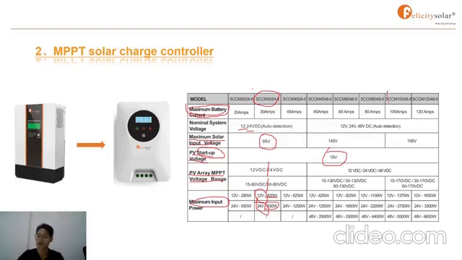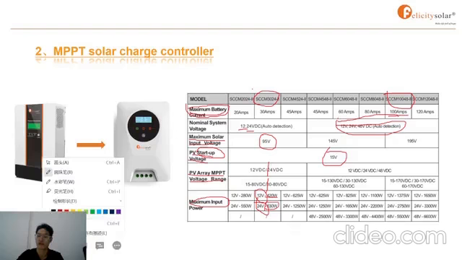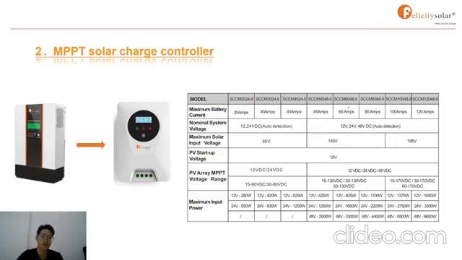So let's take another example. The SCCM 148, the second generation. You can also see the maximum battery current. It is 100 ampere, and it can be used in three kinds of voltage system: the 12 voltage system, 24 voltage system, and the 48 voltage system. And you don't need to adjust it. It is auto detection.